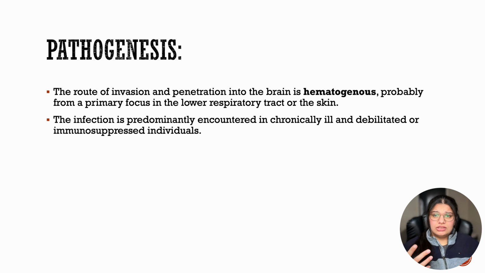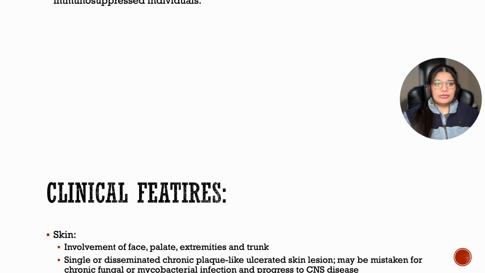Now, what's the pathogenesis? How does the disease occur? The route of invasion and penetration into the brain is hematogenous, meaning through the blood. Probably it's either a lower respiratory tract infection or a skin infection, and infection most commonly occurs in chronically debilitated, weak, immunosuppressed individuals. So it doesn't occur in healthy individuals.